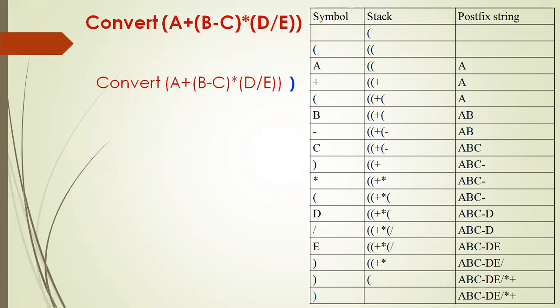Next symbol is plus. If an operator comes, then you check whether the stack already has some operator whose priority is more than the plus operator. No, the stack does not have any operator. So simply add the new operator plus onto the stack. Your stack now contains 2 left parentheses and the plus sign, and the postfix expression contains A. Next symbol is again a left parenthesis. If a left parenthesis is encountered, push it onto the stack. So the stack contains 2 left brackets, the plus sign and 1 more left parenthesis.